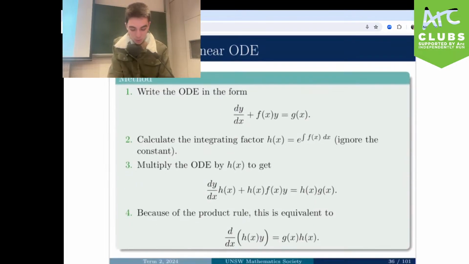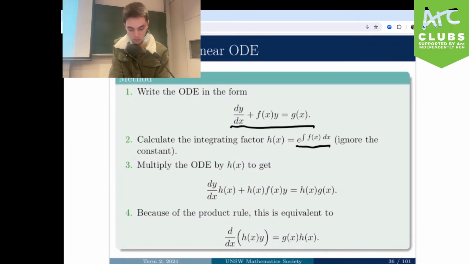So this is the general method to solve a first order linear ODE. If you have it in this form, then you're going to multiply both sides of the equation by a third function that's going to help you integrate. And the way you find this function is you raise e to the integral of f of x, right?